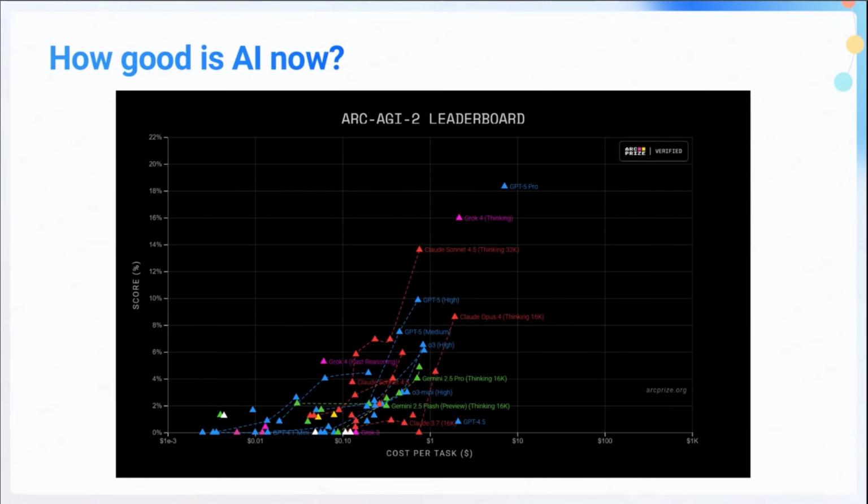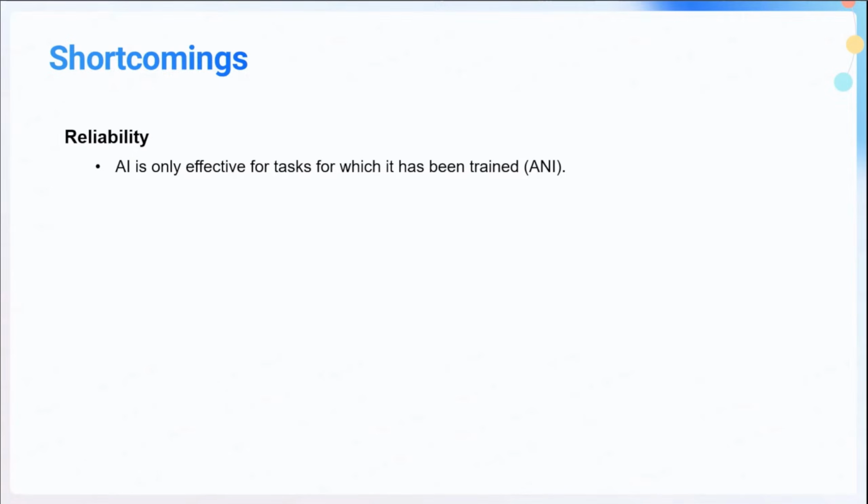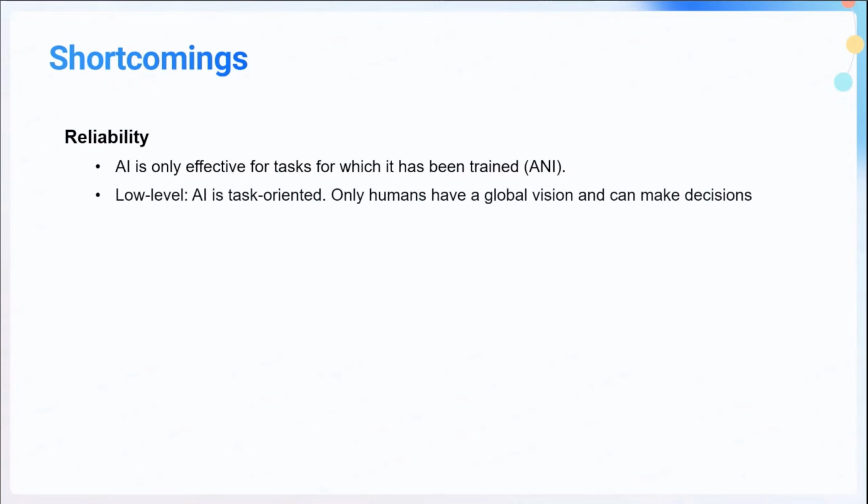So what does this tell us in terms of shortcomings and in particular the reliability of the responses? This test result illustrates the current limitations regarding the type of task that AI can handle and the reliability of the results, as we said. So several points we can mention. First of all, AI is only effective for certain tasks for which it has been trained before. That's exactly the focus of ANI, narrow intelligence. The second point is AI is effective at performing individual tasks within a predefined context, but only humans have a global perspective and can adapt and make decisions.